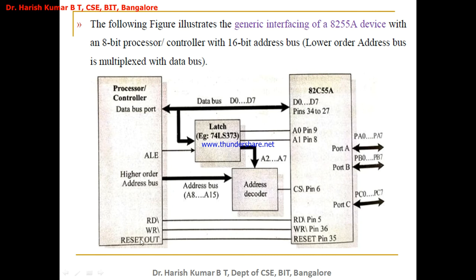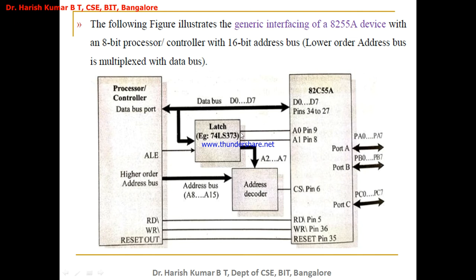Now there are 16 address lines here. I'm using this latch in order to multiplex the data lines D0 to D7 and address lines A0 to A7, and the remaining address lines A8 to A15 directly go to this address decoder and are connected to pin 6 of 8255. The data bus D0 to D7 are connected to pins 27 to 34 of 8255, and here, of the lower address lines A0 to A7, A0 is connected to pin 9 and A1 is connected to pin 8, and A2 to A7 come to this address decoder and then are connected to pin 6.